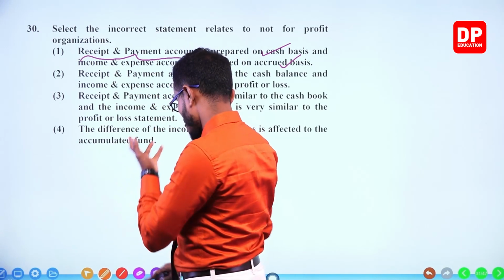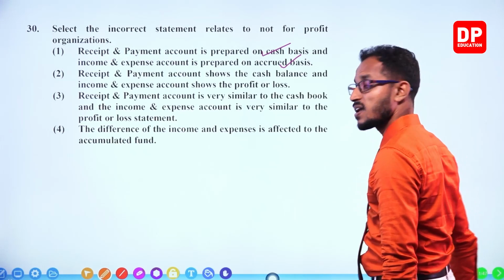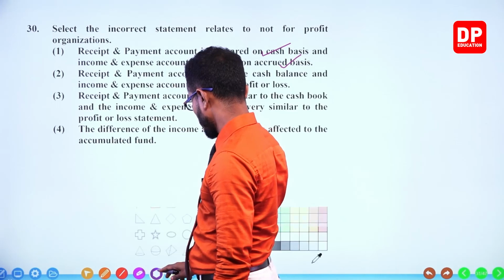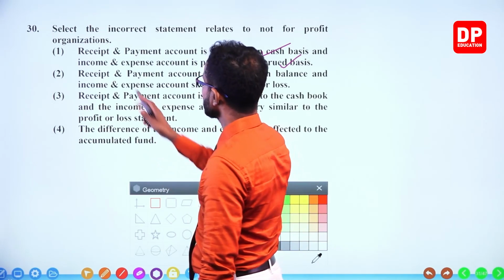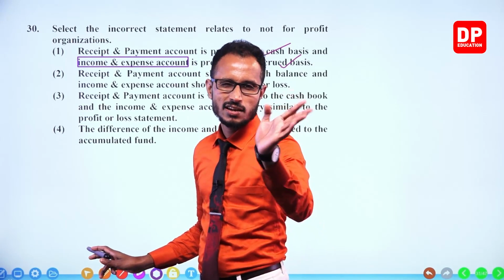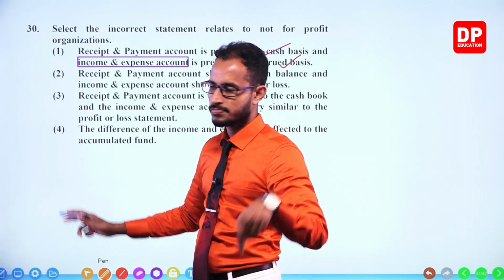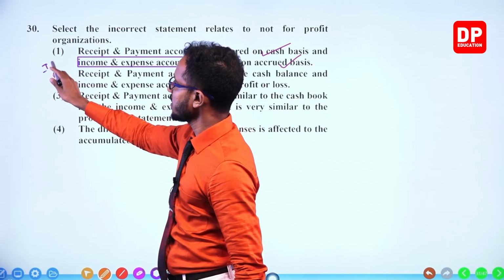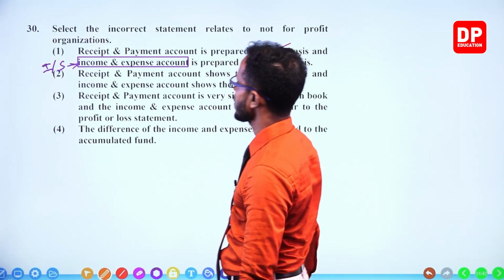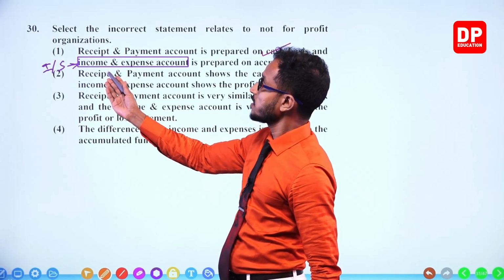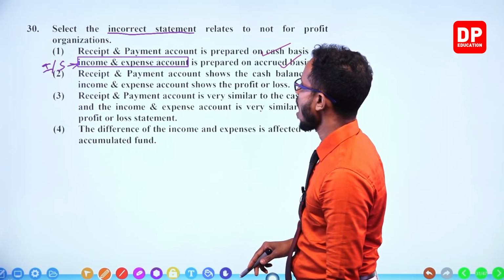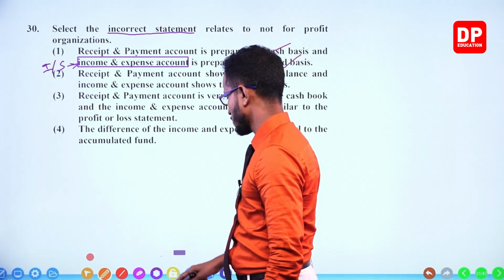Income and expenditure account means, what is this, children? This is the income statement. Don't get confused, okay? Income statement, IS, income statement. So it's correct. They are asking to select the incorrect statement. Incorrect.